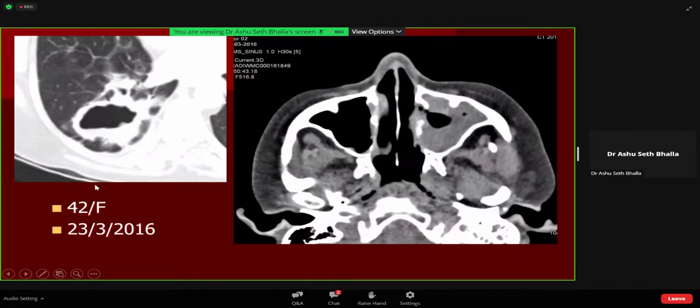This is another patient, she's 42 years old, she has a lung lesion, she has what looks like a chronic rhinosinusitis with or without bone destruction, not as dramatic as the previous patient we saw.